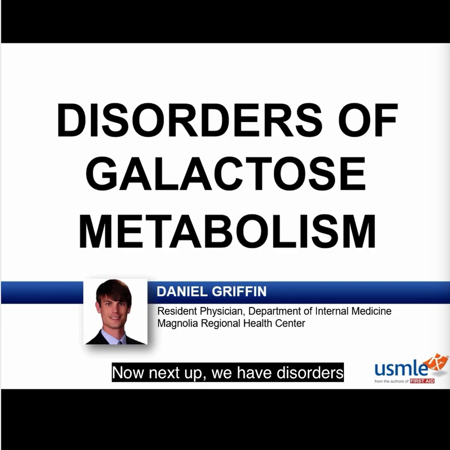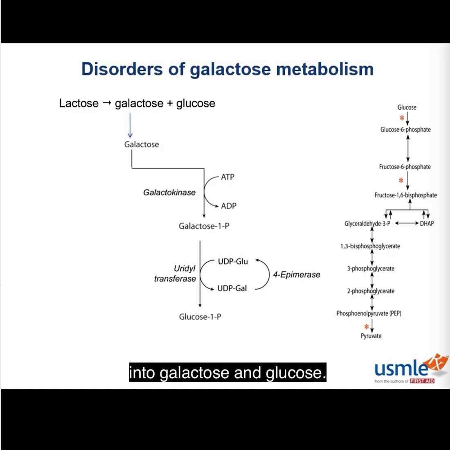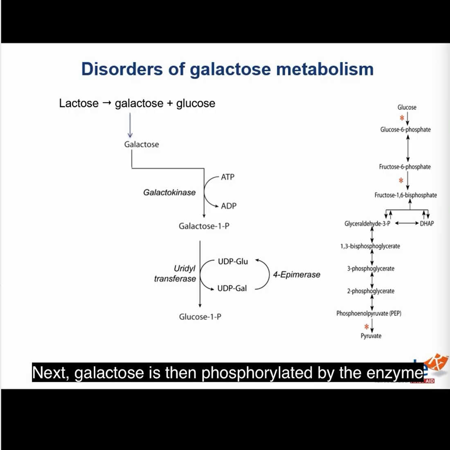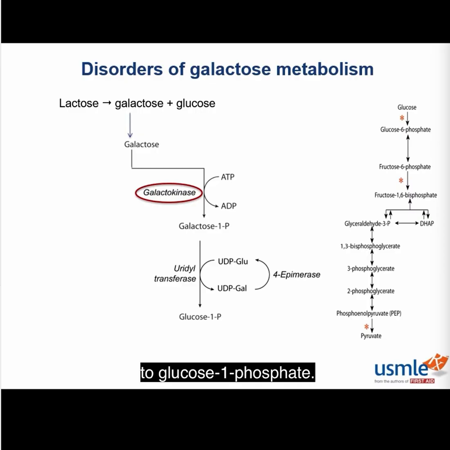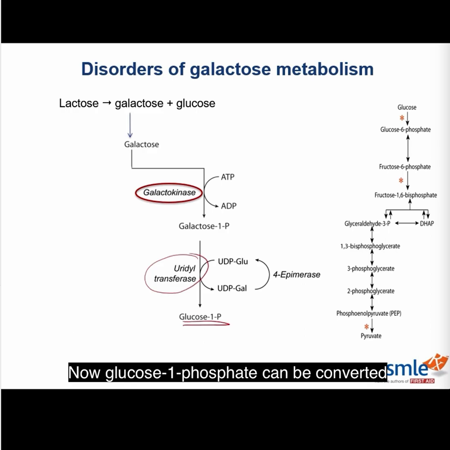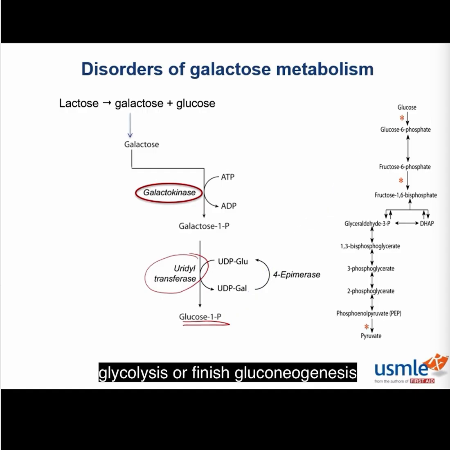Now next up, we have disorders of galactose metabolism. In galactose metabolism, galactose is converted into glucose so that it can be used in glycolysis. Most of this takes place in the liver, but other tissues also metabolize galactose, to a lesser extent. Normally, dietary lactose is broken down into galactose and glucose. Next, galactose is phosphorylated by the enzyme galactokinase to produce galactose 1-phosphate, which is converted by uridyltransferase to glucose 1-phosphate. Glucose 1-phosphate can be converted into glucose 6-phosphate, which can be used to start glycolysis or finish gluconeogenesis, depending on the energy needs at the time.